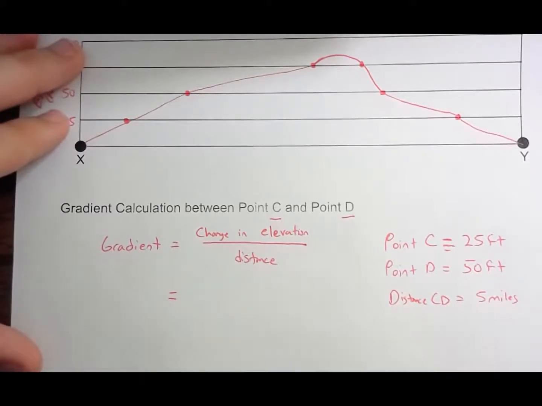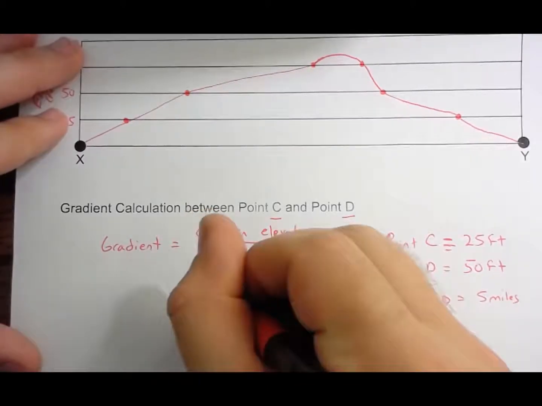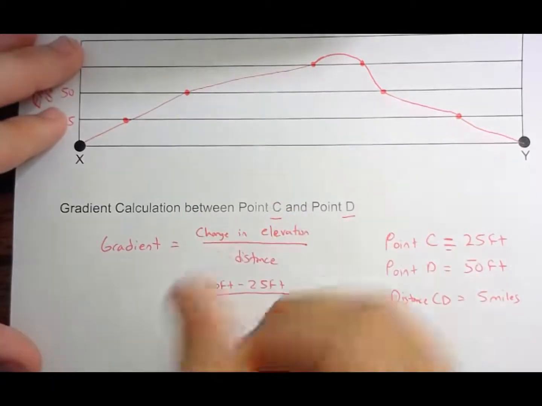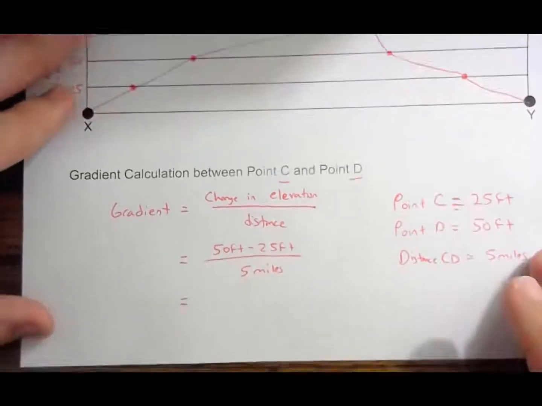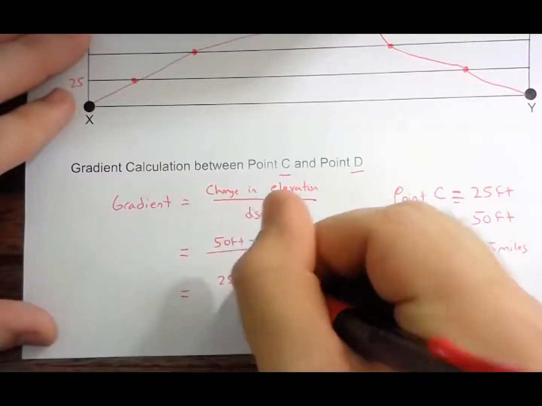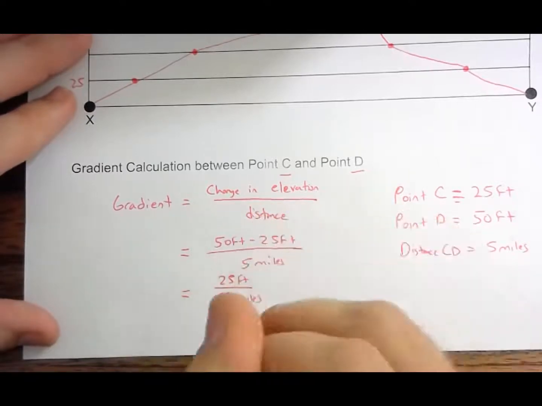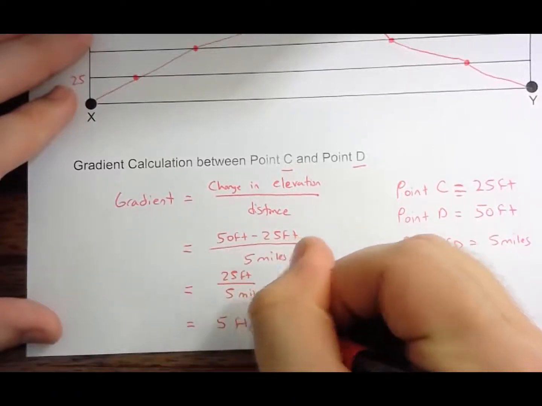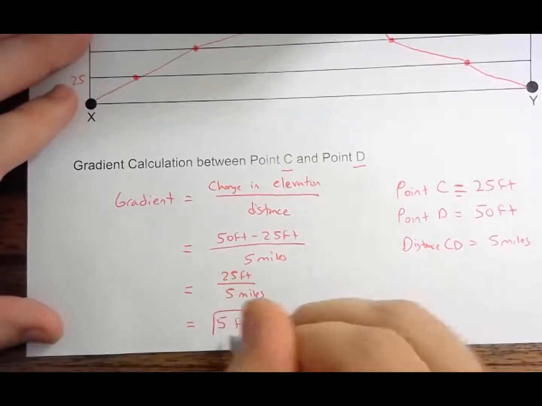Okay. So change in elevation, that's going to go from 50 feet at point D to 25 feet at point C. So 50 feet minus 25 feet divided by the distance of 5 miles. Okay. I'm showing all of my steps here just so you have a sense of what you're doing. 50 minus 25 is 25 feet divided by 5 miles. 25 divided by 5 is 5 feet per mile. Okay. So that is your gradient calculation.